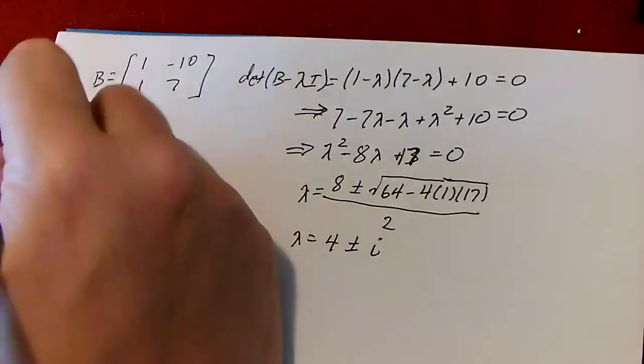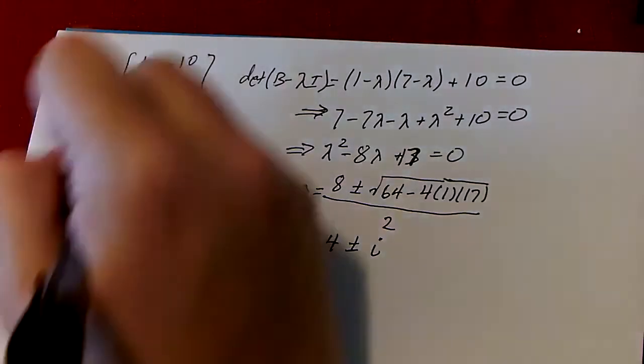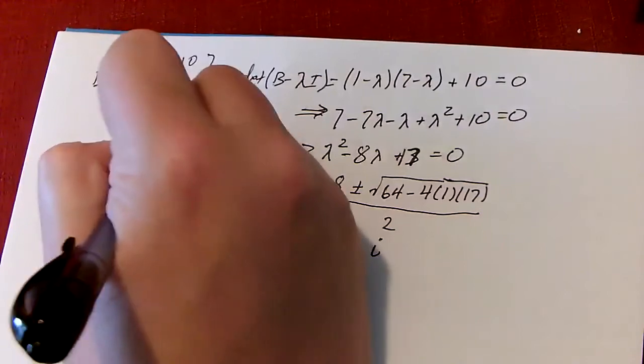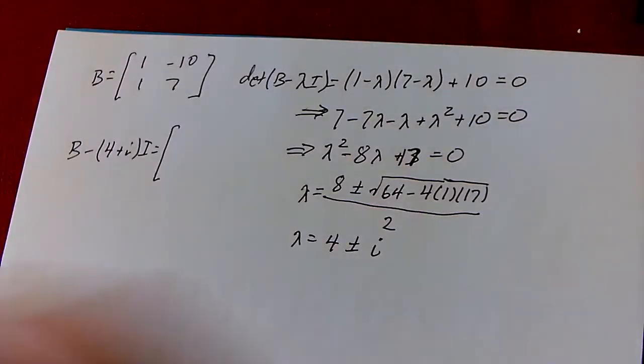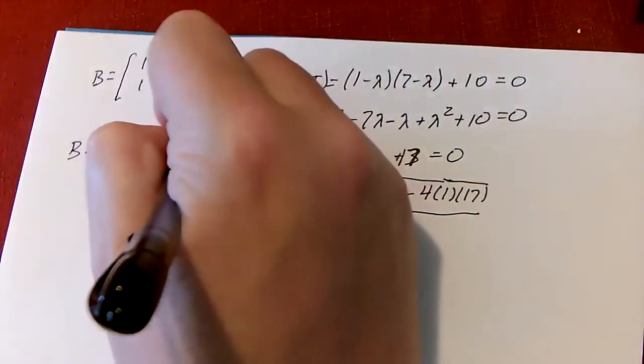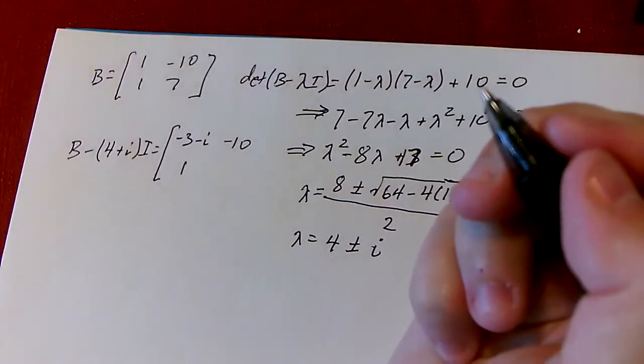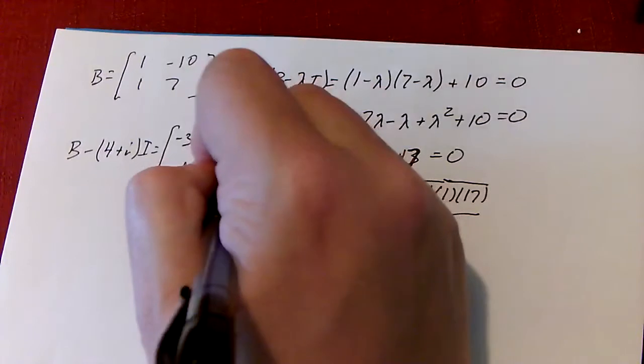Okay. So A minus (4 plus i) I. So 1 minus 4 is negative 3 minus i. Negative 10 and 1 stay the same. 7 minus 4, that's going to be 3 minus i.